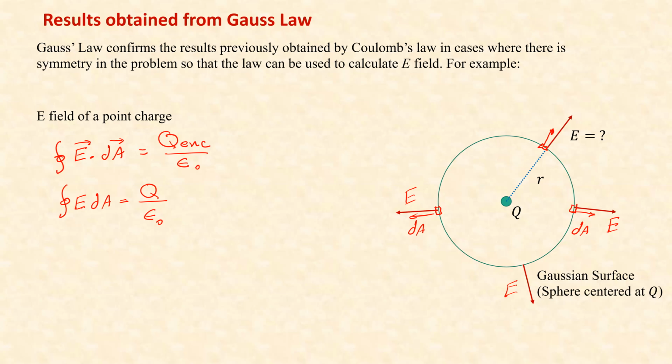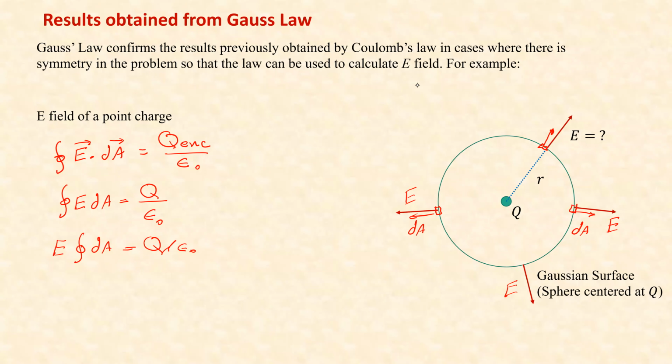So E is constant everywhere, and therefore we can bring it out. So this becomes E times the integral of dA equal to Q over epsilon naught. Right? And then what is the integral of dA? What is the total sum of all these dA's magnitudes? Remember, dA was the magnitude of the area element. If you add all of them, what do we get? We get the total area of the sphere.